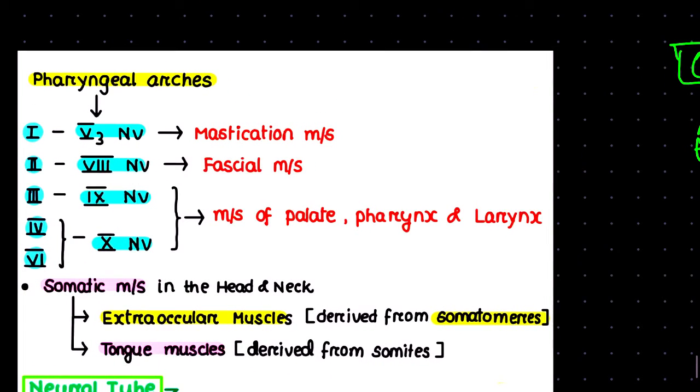Now, talking about pharyngeal arches. We know how many pharyngeal arches there are: 1, 2, 3, 4, and 5 disappears, and 6 is there. Now this first arch, what is it supplied by? It is supplied by the trigeminal, or we can say the mandibular knob. In the trigeminal, the mandibular knob.